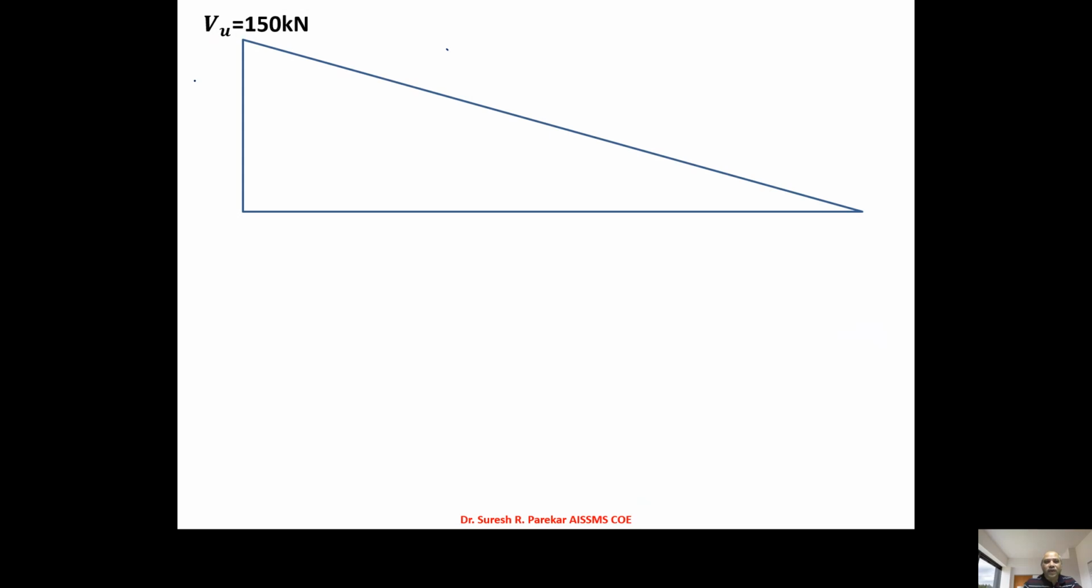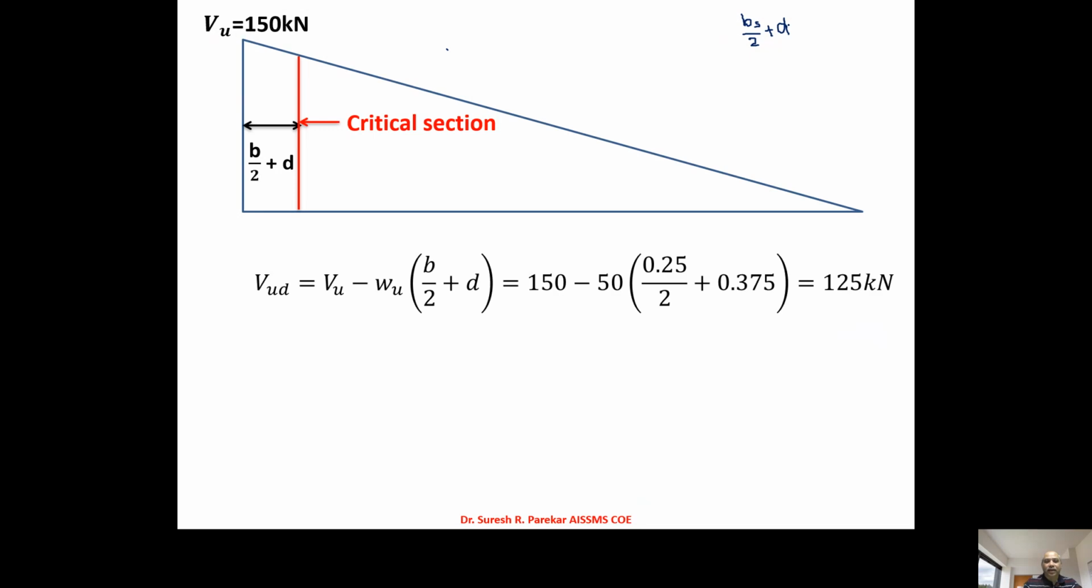Vud we know will be at distance d from the face of the support. So from the face of the support means from center we have Bs by 2, that is width of support by 2, plus d. That will be Bs by 2 plus d, and that is our critical section. Now we have Vu minus Wu, because we have to subtract the UDL of this portion, and this is B by 2 plus d. So Wu into (B by 2 plus d).